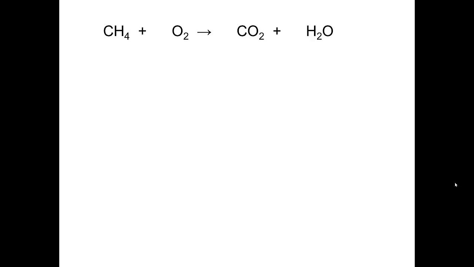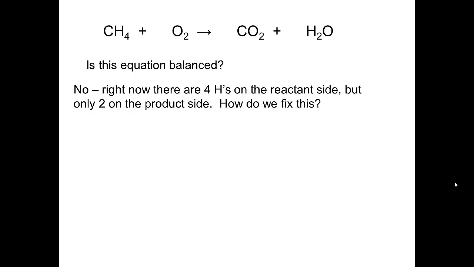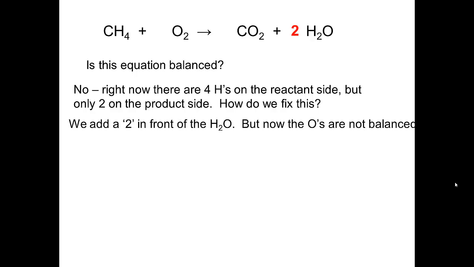So the first thing you should ask yourself is: is this equation balanced? No. If you take a look through, you can see that there's one carbon, but there's 4 hydrogens and then 2 hydrogens. So there's 4 H's on the reactant side, but only 2 on the product side. How do we fix this? To do that, you're going to add a 2 in front of the water.